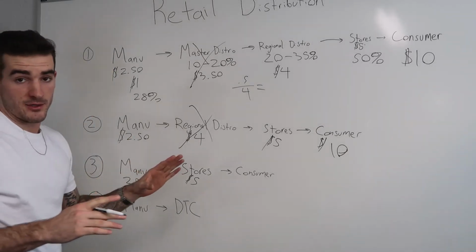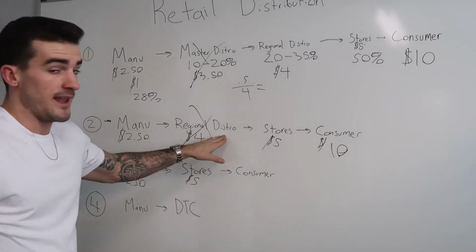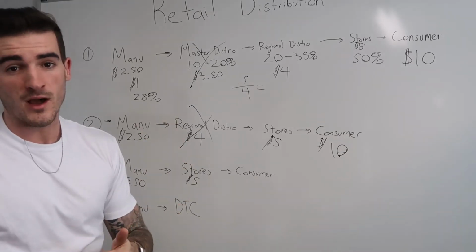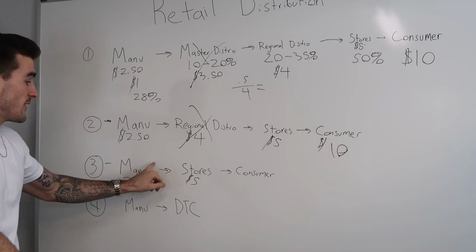We recommend that you start with option 3 or option 2. If you can get into regional distributors, go for it. It's going to be your best bet to get into as many stores as possible, as quickly as possible. But sometimes you have to start with option 3.